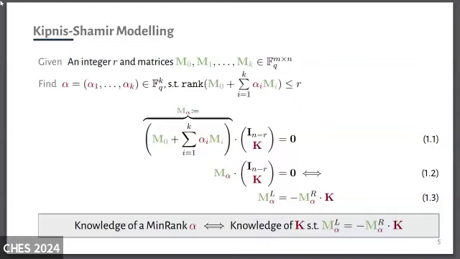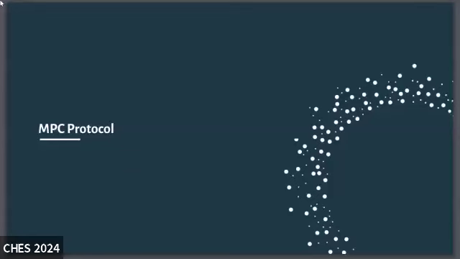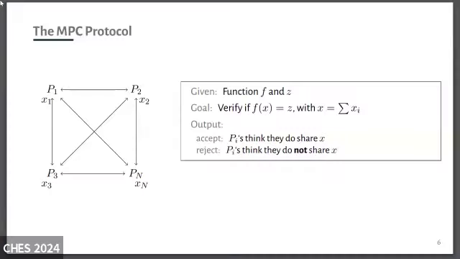It seems like we didn't achieve much, because we blew up our secret alpha by an additional matrix K, but we now have a linear equation. A linear equation is easy to verify, whether we have a solution or not. And that's very important for the MPC protocol in which this is now verified. So a multi-party computation protocol consists of multiple parties, in this case, let's say 4.